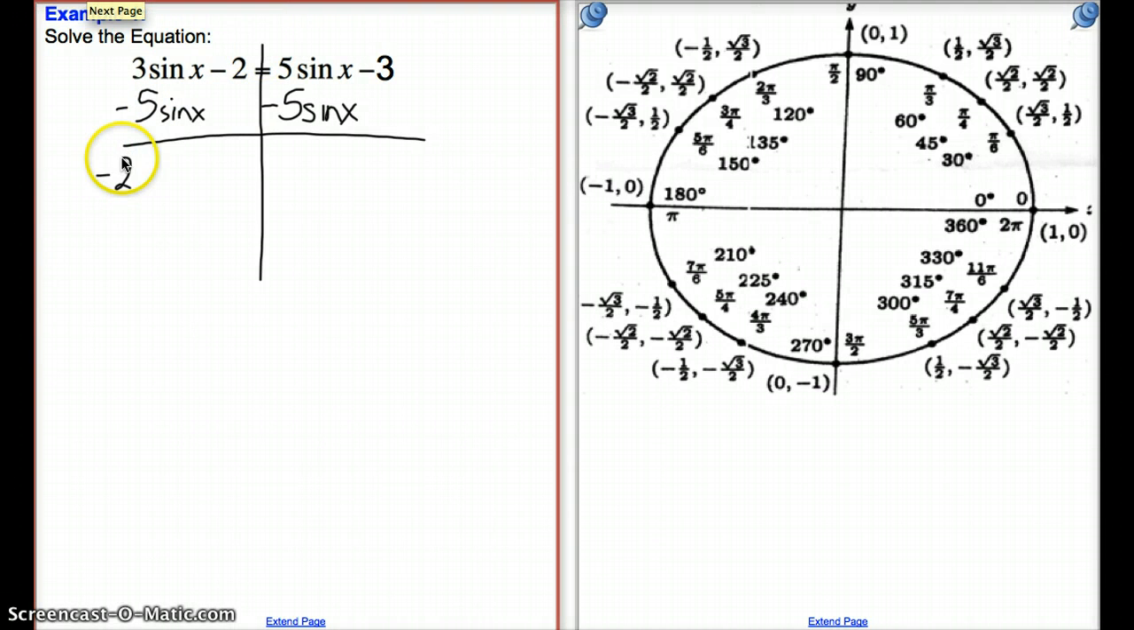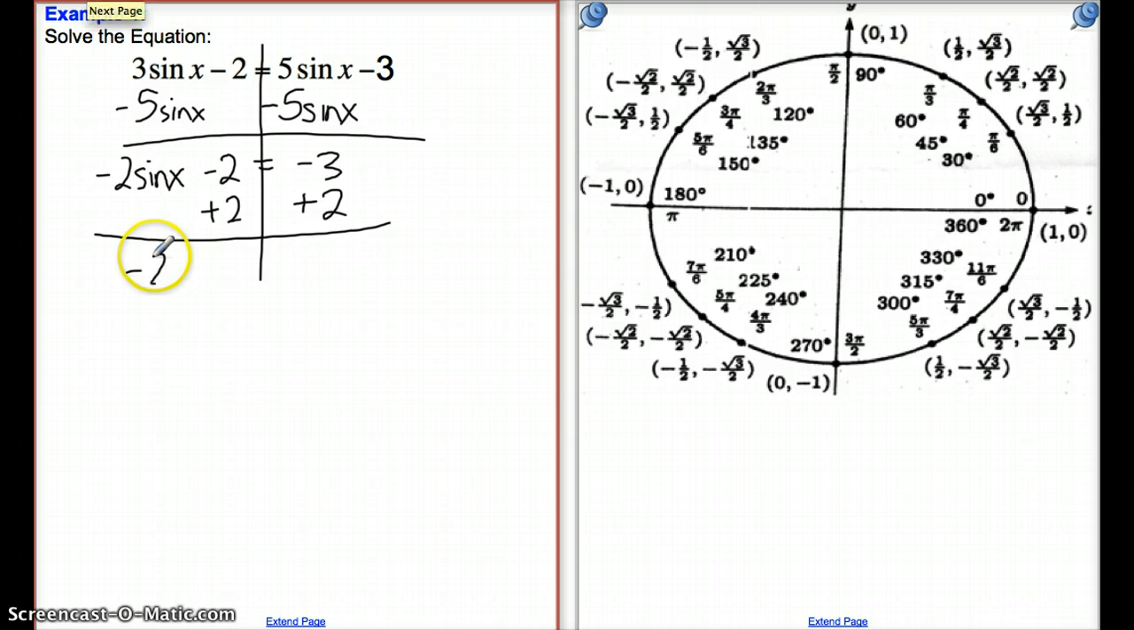Looks like we'll have negative 2 sine of x minus 2 equals negative 3. And we're going to add 2. We're simply isolating the sine of x. Negative 2 sine of x equals negative 1. And my final step, of course, is divide by negative 2. And I get sine of x alone equals positive 1/2. So we've gotten the sine of x alone, just like it was a y or an a or a b.